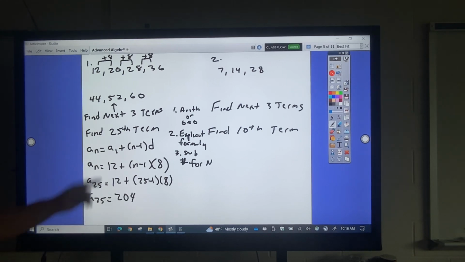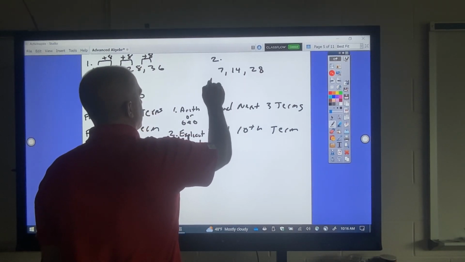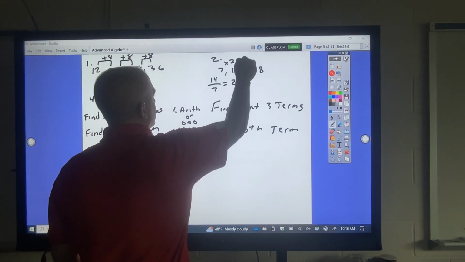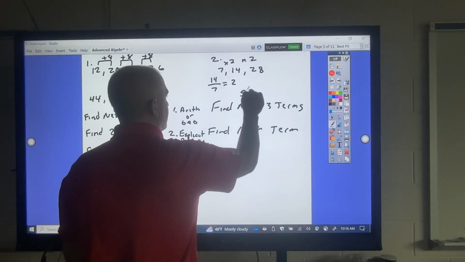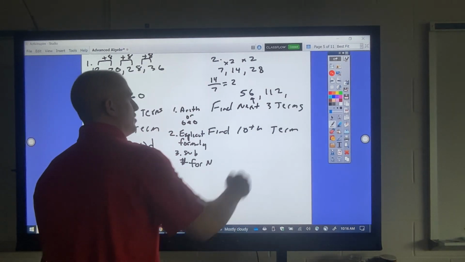All right, find the next 3 terms. Well, this difference is 7, 14, so it's obviously, if you divide the second by the first, that would be 2, so times 2, times 2. So that's what we've got, a geometric one. So what does that mean? The next one would be 56, the next one would be 112, and the next one would be 224.